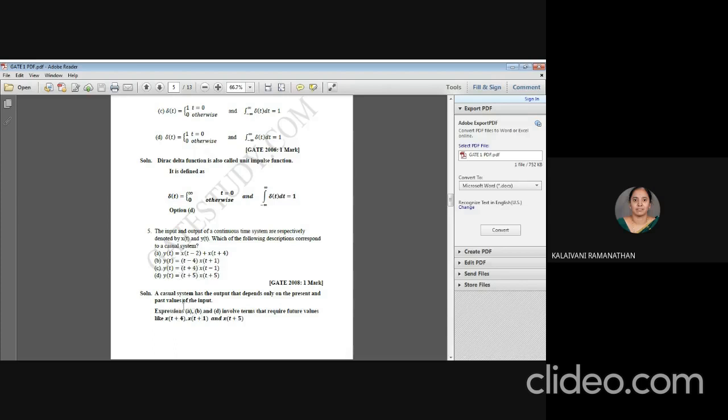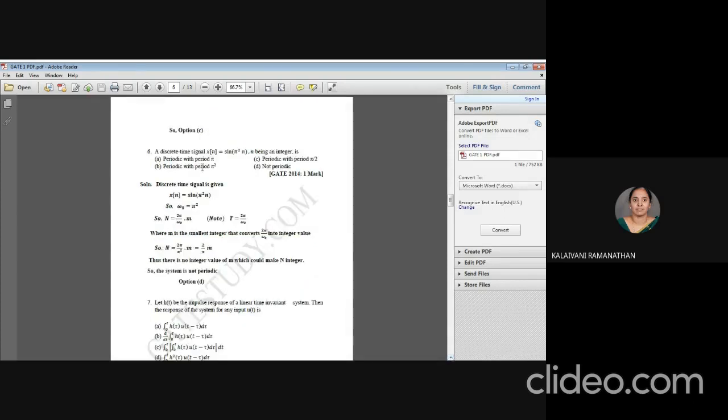So we shall see the solution also. It is defined here that a causal system has output that depends only on the present and the past values of the input. Expressions A, B, and D involve terms that require future values, like x of t plus 4, t plus 1, and x of t plus 5. So whenever you have t plus something with respect to x, then it will be a future sample. So you have to note down that it represents a non-causal system. So you have to choose option C.